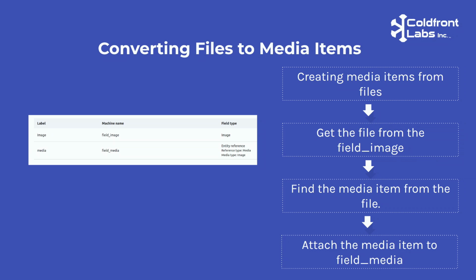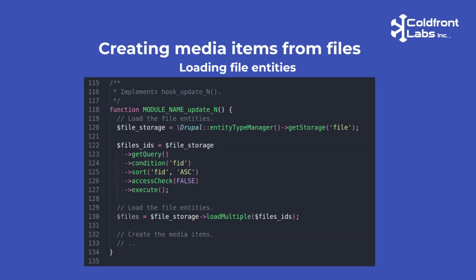So when we talk about converting files to media items, there's several steps that we would need to do. The first step is creating the media items from the files, and we'll look at how we can get the file IDs from the database. The next step is going through where the media items are being used and then updating that field so the media items are now being used instead of the files.